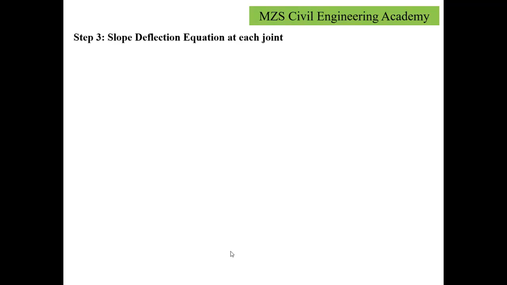Now step 3, we have to write the slope deflection relationship at each joint. Let us write the relationship for joint A. I am writing MAB, meaning I am at joint A and moving towards B. So it will be equal to MFAB plus 4EI theta A divided by L plus 2EI theta B by L plus or minus 6EI delta by L square. The first component is the fixed end moment. The second two components are the effects of rotation, one at the near end and one at the far end. The third component is the effect due to displacement.